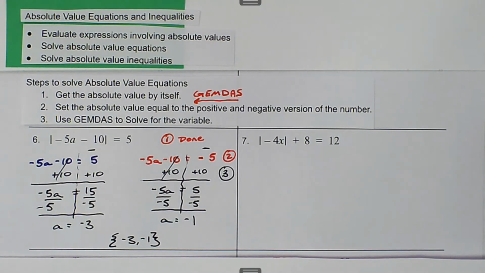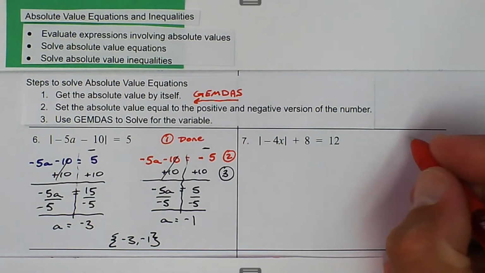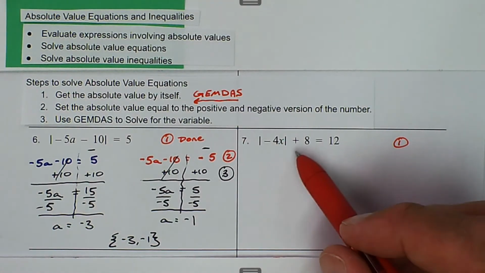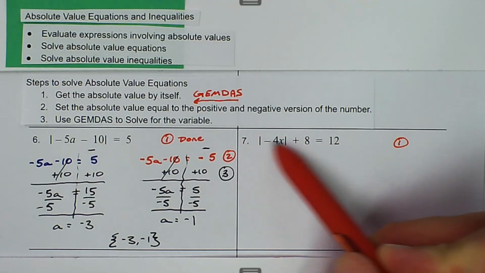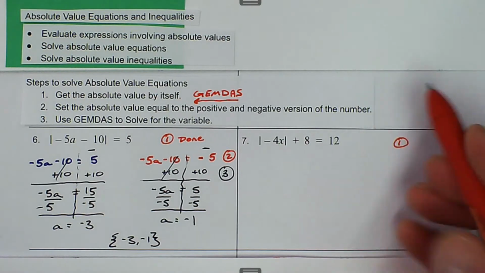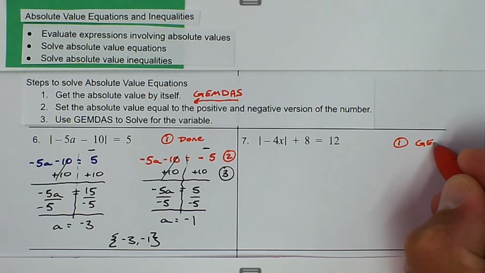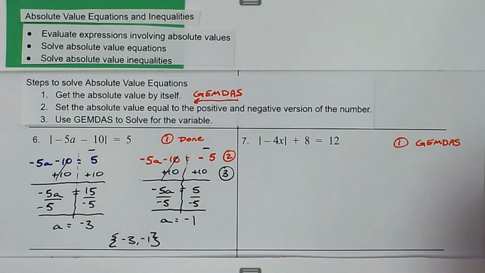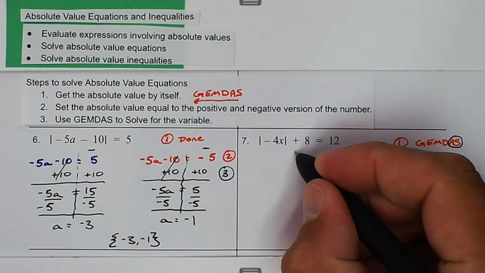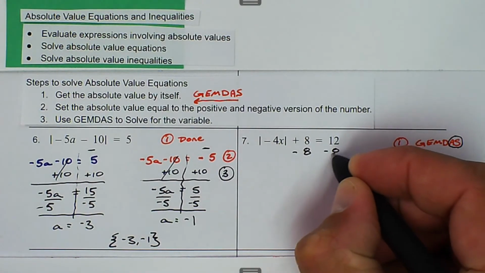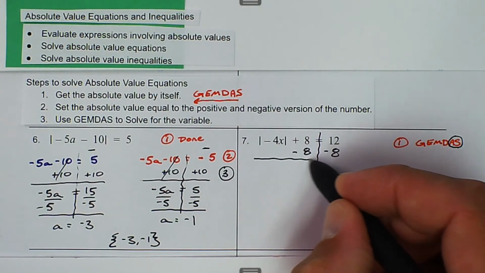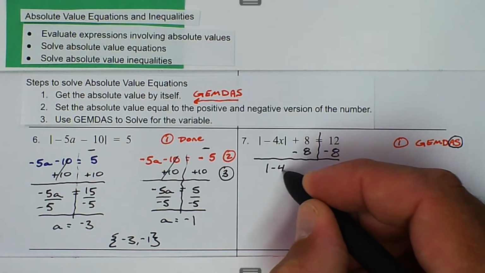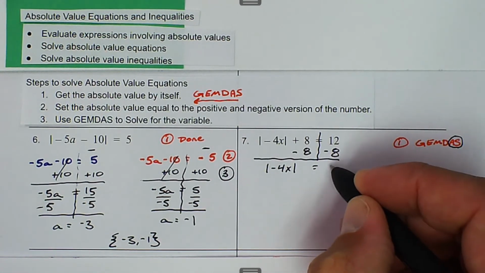Another example that we have, solving the absolute value equation. Step number 1, in this case, this one's not done. Here we have the addition sign outside of the absolute value. So the first thing we have to do is we have to use GEMDES. And in this case, we're using addition and subtraction, inverse operations. So we're going to subtract 8 from both sides of the equal sign. And then that's going to give us the absolute value of negative 4x is equal to 4.